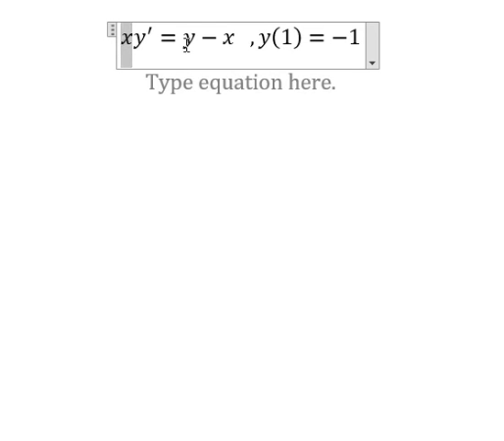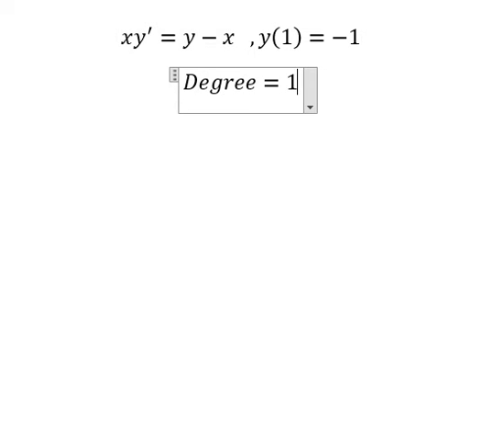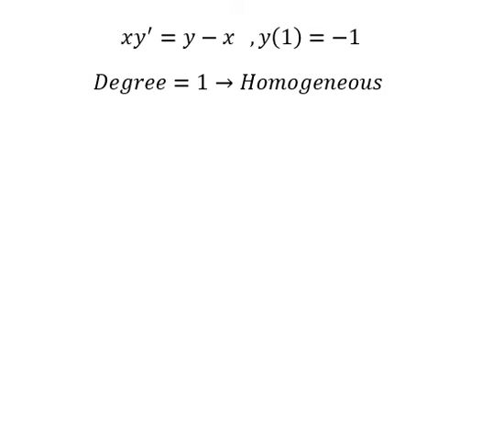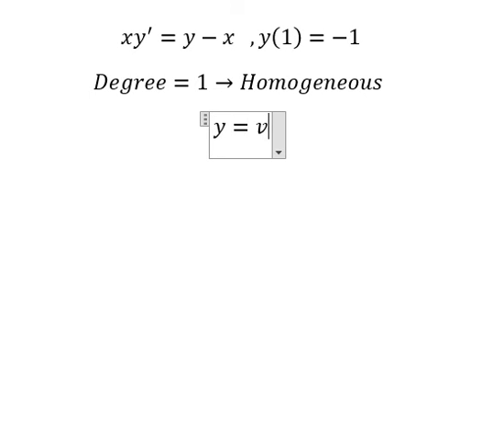We have x, y, x. They are the root number 1. And this is about homogeneous. So I will put y equals to vs. Later, we need to first do the derivative for both sides.